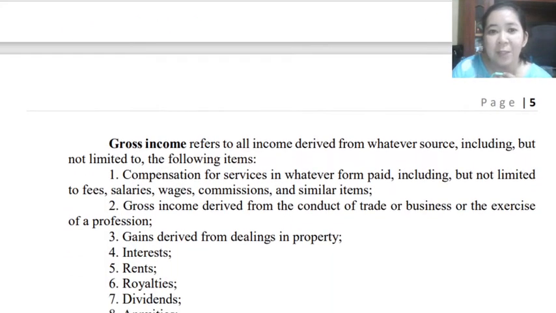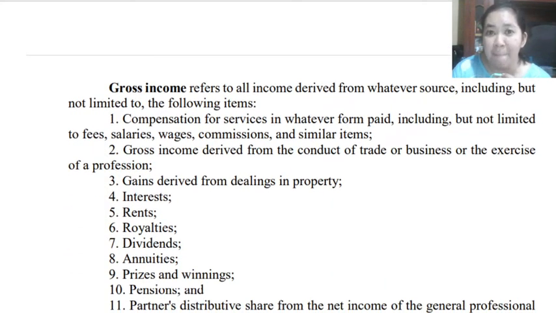Okay, so what do we mean by gross income? So we mentioned it before in our sources of income. When we say gross income, this refers to all of the income that you derive from whatever source, okay, which includes and is not limited to the following. So again, gross is the total or all of your income derived from whatever source, okay. So this may include but not limited to the following.